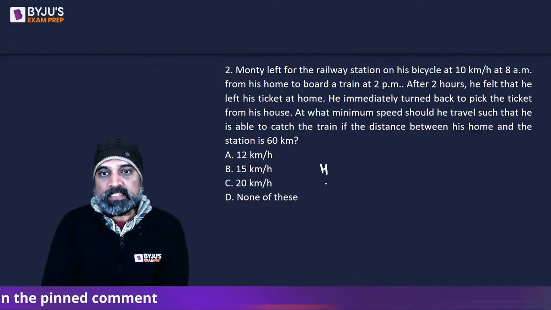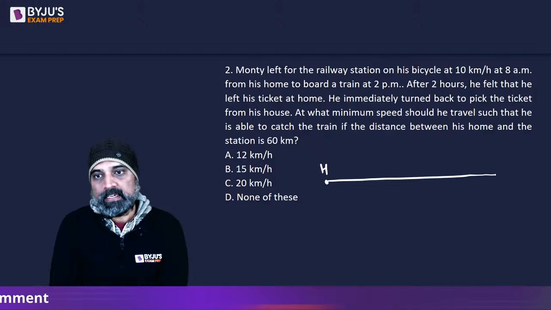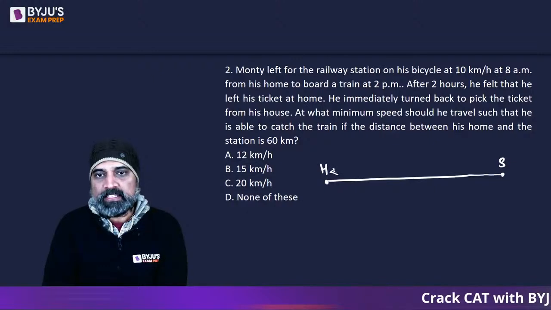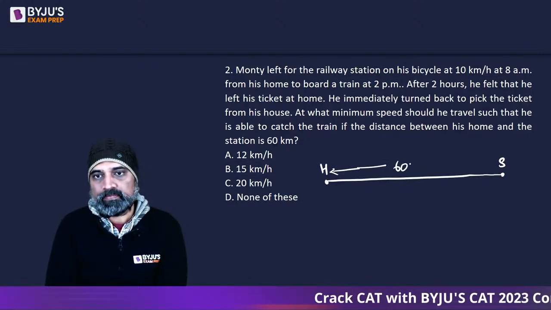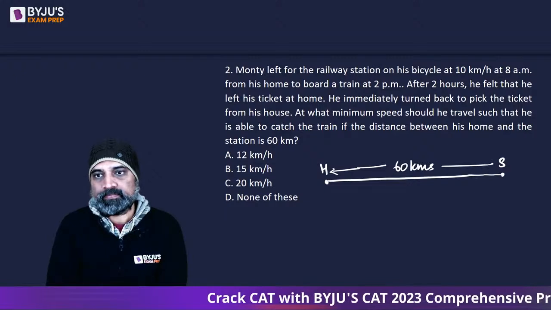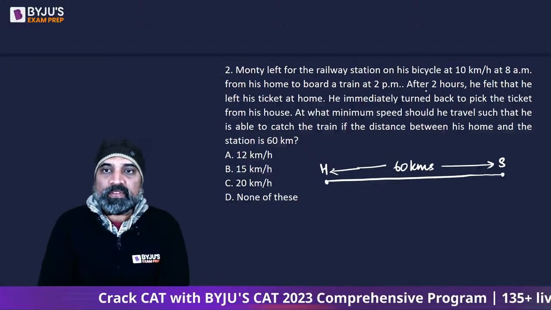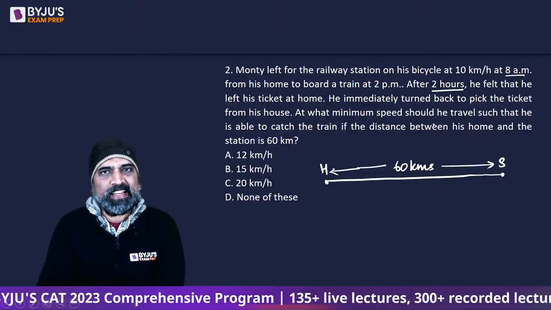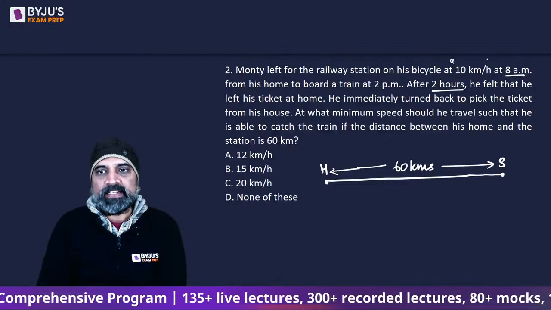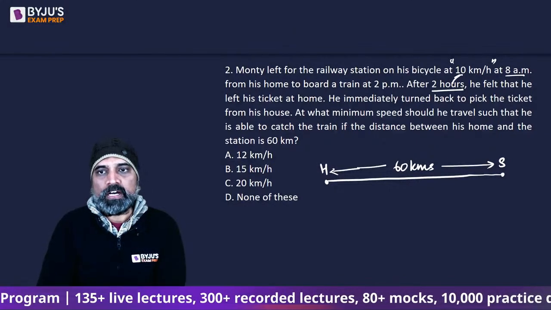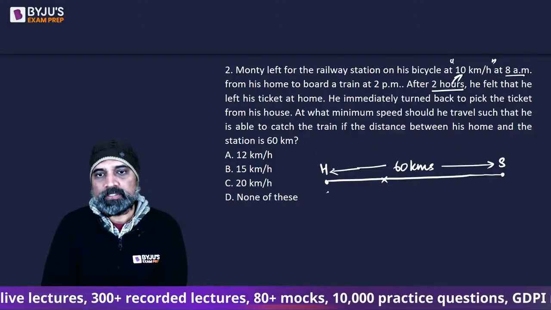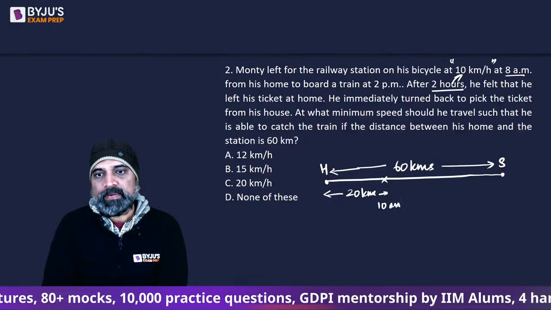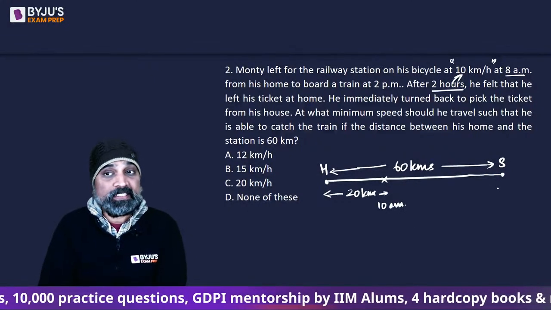So let's say this is his home and this is the railway station, the distance being 60 kilometers. He leaves at 8 a.m. and the question says after 2 hours, that is at 10 a.m., and is traveling at 10 km/h. So in these 2 hours, he would have covered 20 kilometers. So at 10 a.m. he is here and he's supposed to be at this station at 2 p.m.